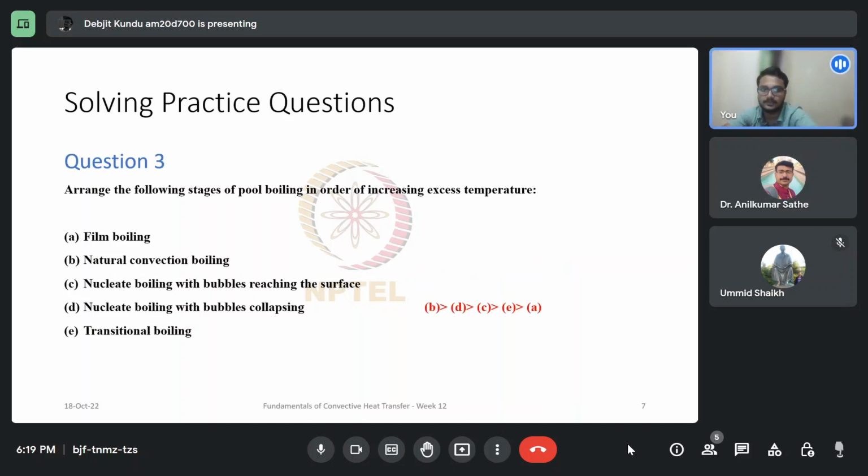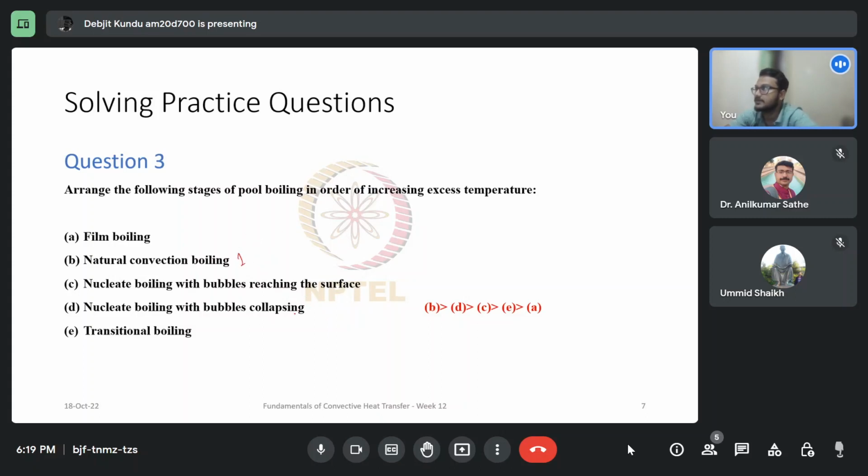Let's have a look at the correct answer. And it is indeed B, D, C, E, A. So B, natural convection boiling, which we saw was the first stage. Then, after onset of nucleate boiling, there are two subsequent stages. One where the bubbles collapse.